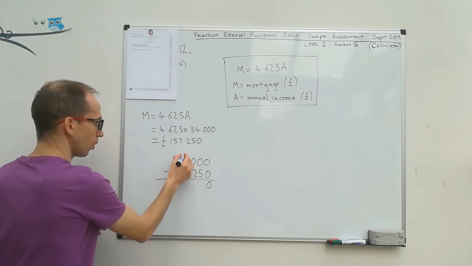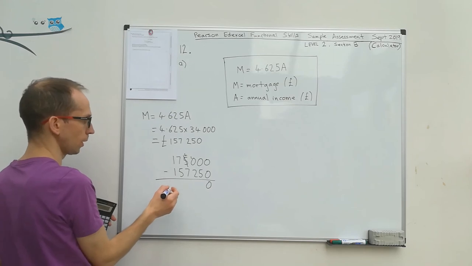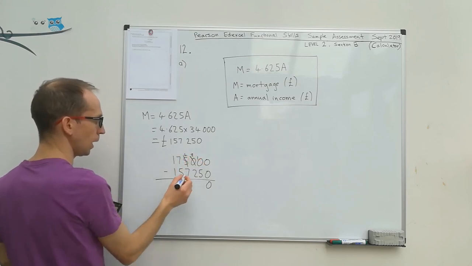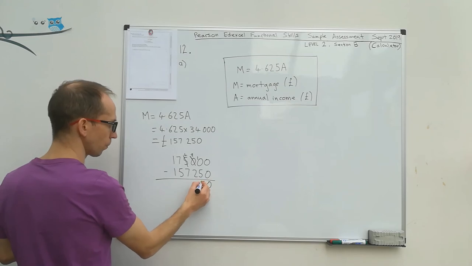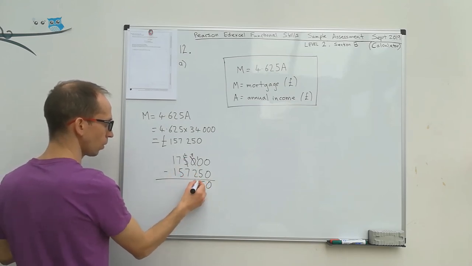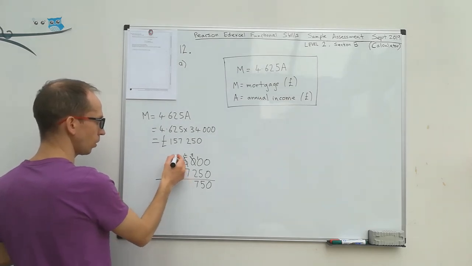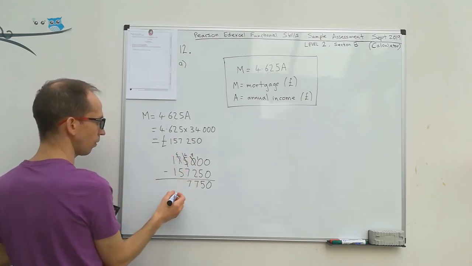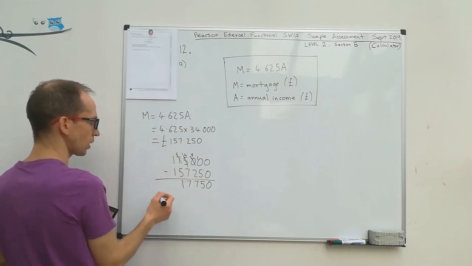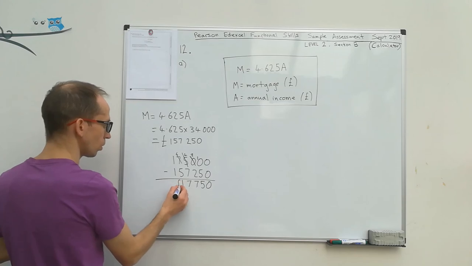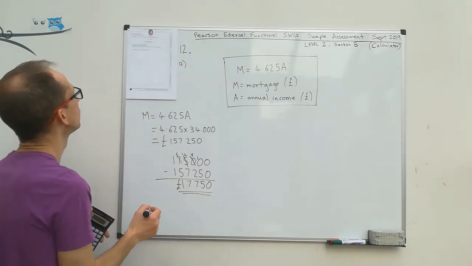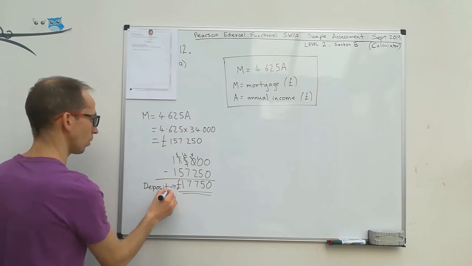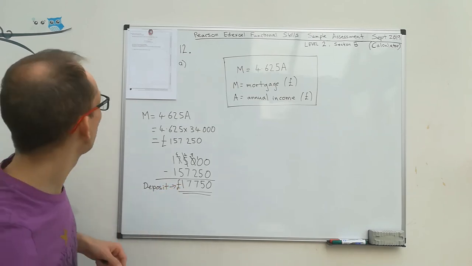So we'll go to the 5. Reduce that to a 4 and pass one over here. We still want one over here, so we can reduce the 10 to a 9. And now we've got 10 take away 5, which is 5. 9 take away 2, which is 7. 4 take away 7, we can't do. So it reduces to a 6, get an extra 1 here. 14 take away 7 is 7. 6 take away 5 is 1. 1 take away 1 is 0. So we've got £17,750. And this is our deposit.